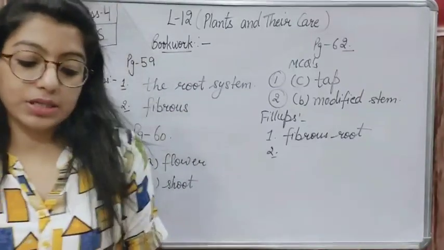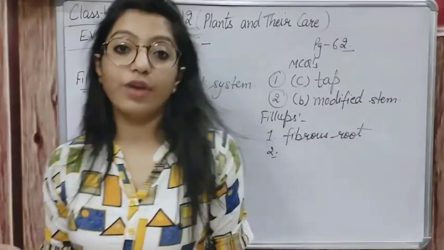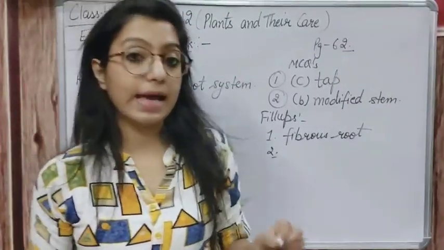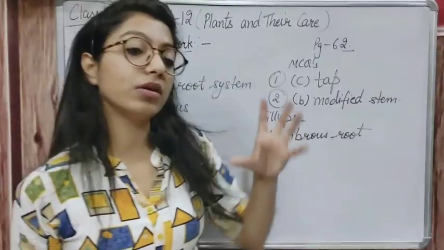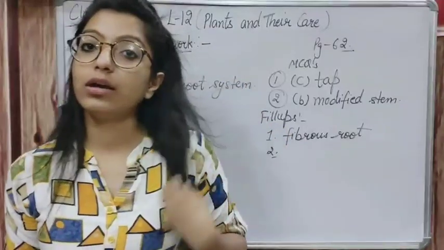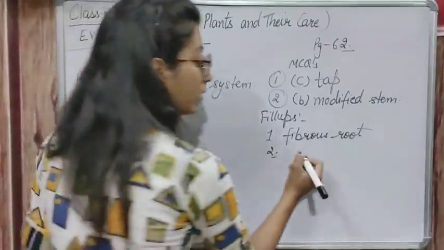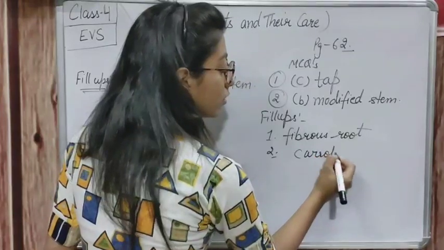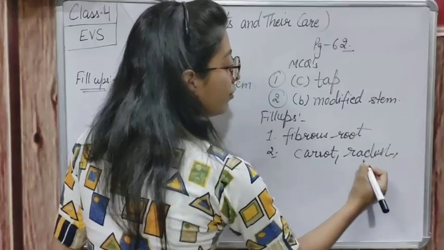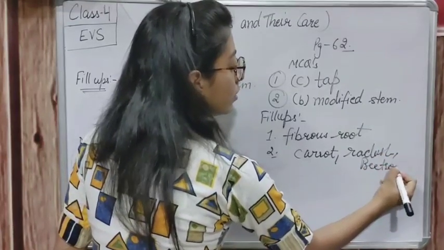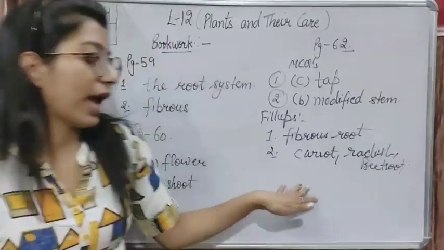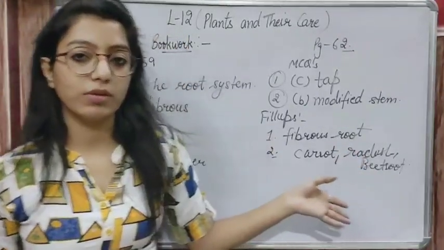Then the second fill-up is, roots of plants like dash store food. Kis tarah ke plants hai jinke roots food ko store karti hain? It can be a carrot, radish or beetroot also. So you can write any one of them. Isme se koi bhi one aap likh sakte hain. Carrot, radish or beetroot, any one you can write.